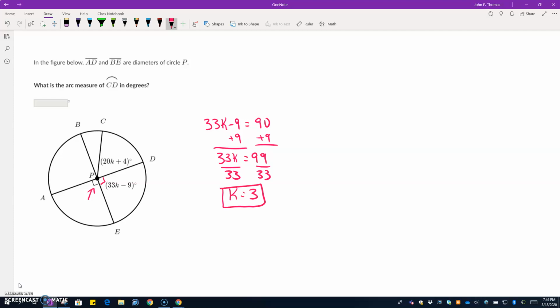Now, we always want to look back to the question and see what they ask, and they ask for the measure of CD. So they've marked the central angle, but we know the central angle and the arc have the same measure. So we're going to bring that 20k plus 4 out, and we're going to use our k value and plug it in. So the measure of arc CD equals 20 times our k value, which we just found was 3, plus 4. That's going to be 60 plus 4, or 64 degrees. So our answer we're looking for there is 64 degrees.